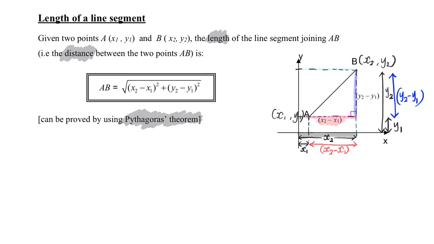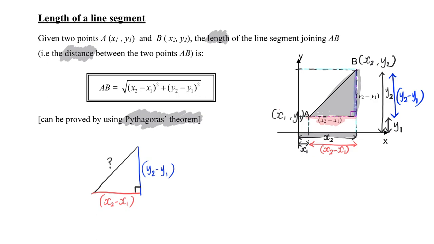Now that I've got the length, I am going to just replicate this triangle and draw here. And you can then see that given this right angle triangle, I have y2 minus y1 here. I have x2 minus x1 here. And how do I find this length?